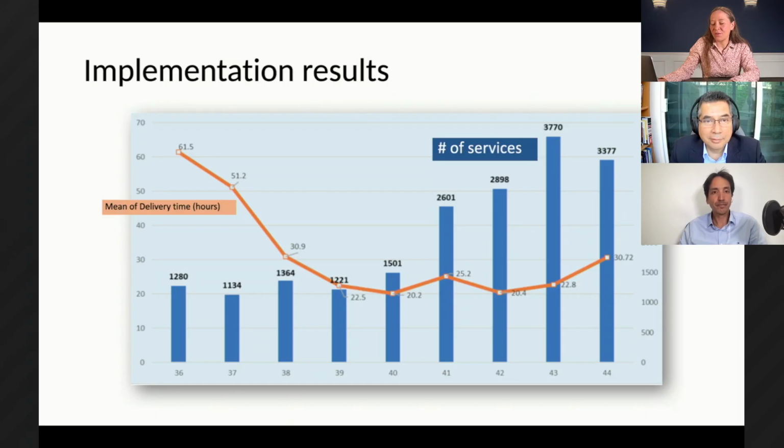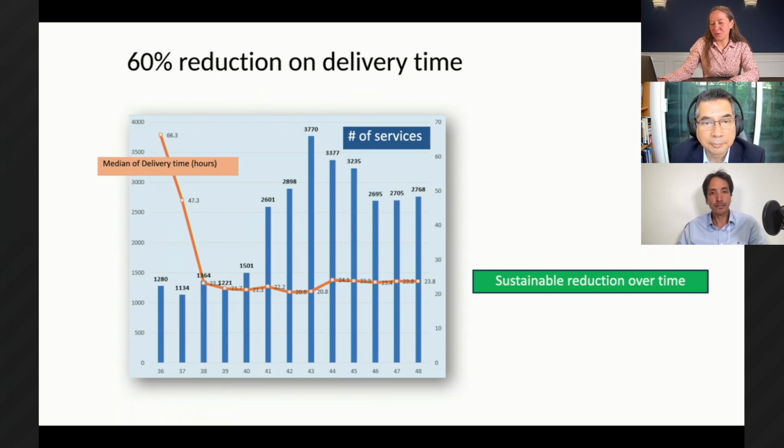So if we go back to the slide, we just saw the average, but you also shared the version with the median, which is even more clear, and you can clearly see the reduction, which is also, like you're describing, sustainable. So even though the blue bars grow a lot, so this is the volume of requests coming in, the yellow or orange line, the time it takes, has sustainably dropped.